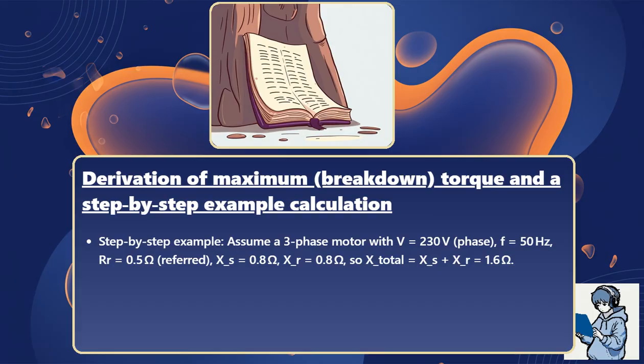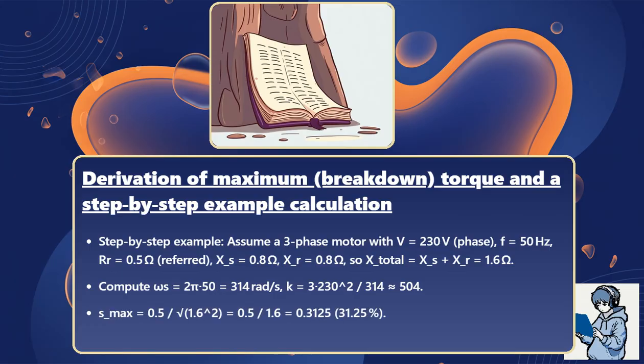Step-by-step example. Assume a 3-phase motor with V equals 230 volts phase, F equals 50 Hz, RR equals 0.5 ohms referred, XS equals 0.8 ohms, XR equals 0.8 ohms, so X total equals XS plus XR equals 1.6 ohms. Compute omega S equals 2 pi times 50 equals 314 radians per second. K equals 3 times 230 squared divided by 314, approximately 504. S max equals 0.5 divided by the square root of 1.6 squared, equals 0.5 divided by 1.6 equals 0.3125, which is 31.25%.